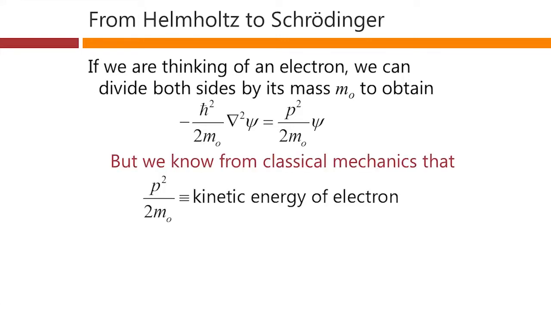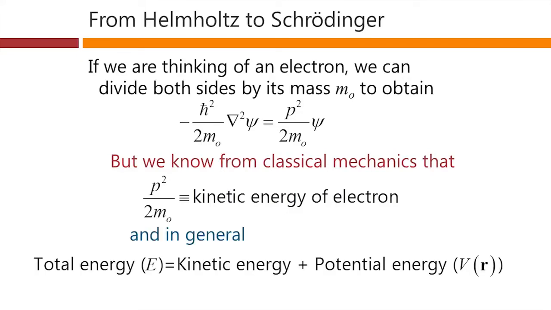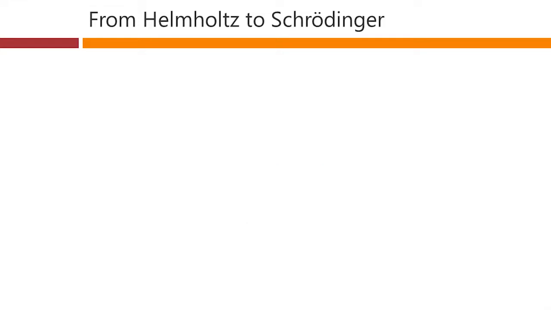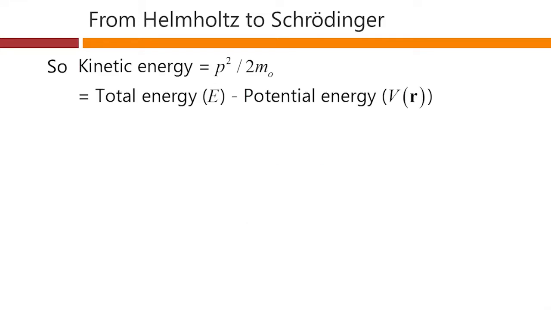Now, we know from classical mechanics that this p squared over 2m0 is classically just the kinetic energy, in this case of an electron, of a particle with mass m0. And in general, we know from classical mechanics, and we hope it's going to work here in quantum mechanics as well, that total energy, which we could call E, is just the kinetic energy plus the potential energy, and we'll call the potential energy V of r. So, kinetic energy is total energy minus potential energy, obviously.